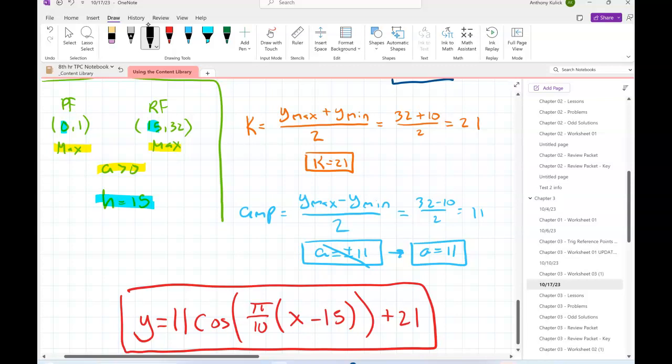Everybody feels okay? Should feel very similar to what we've been doing, right? It's just a little bit more abstract because there's no picture to look at immediately. You have to kind of use a little bit of imagination on your own. Dominic.